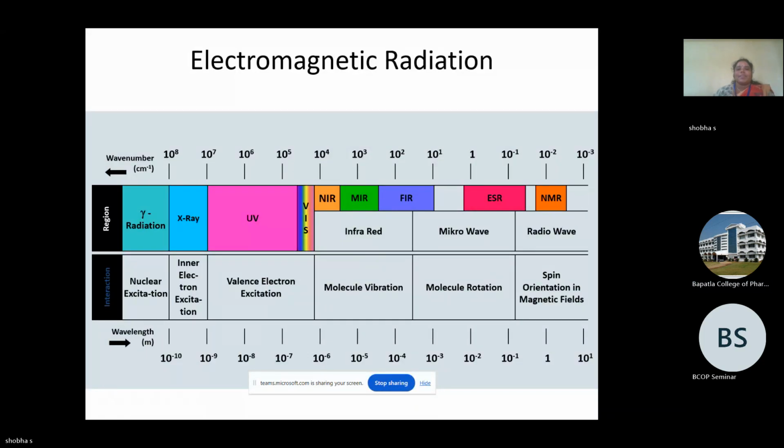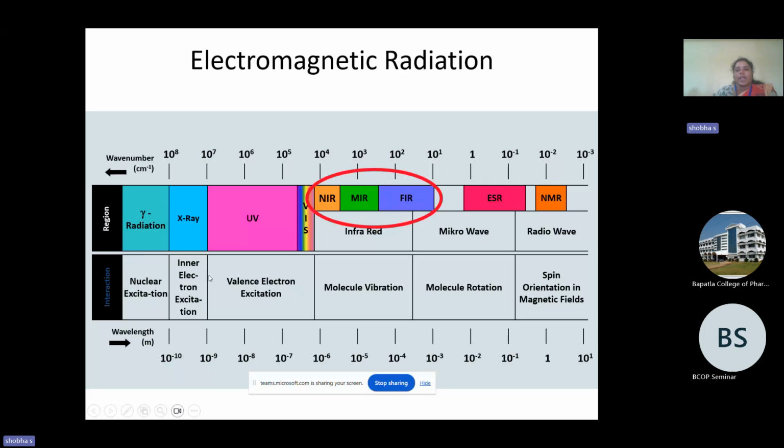No problem. So by seeing the electromagnetic radiation, how all the spectroscopy like ESR as well as NMR, our IR spectroscopy lies in between the visible radiation and the microwave radiation. The energy levels are given clearly here, how the electromagnetic radiation interacts with matter, and how it helps us to know the excitation state of the compounds.